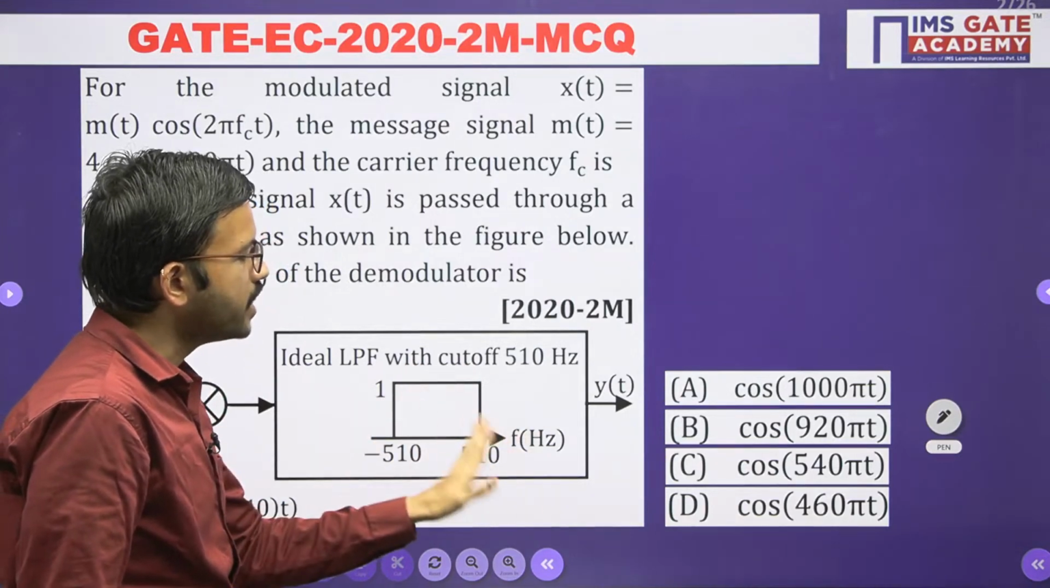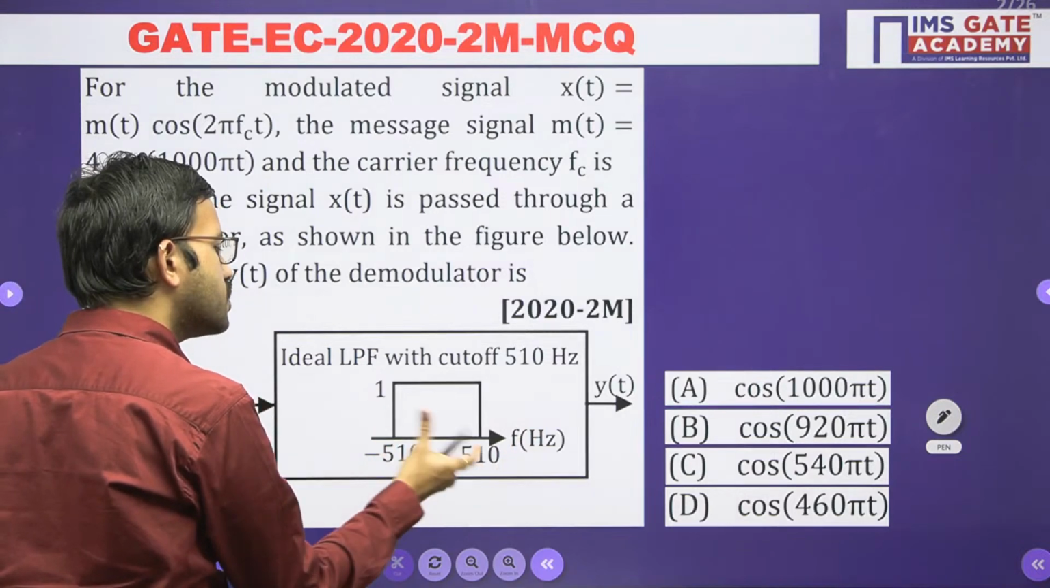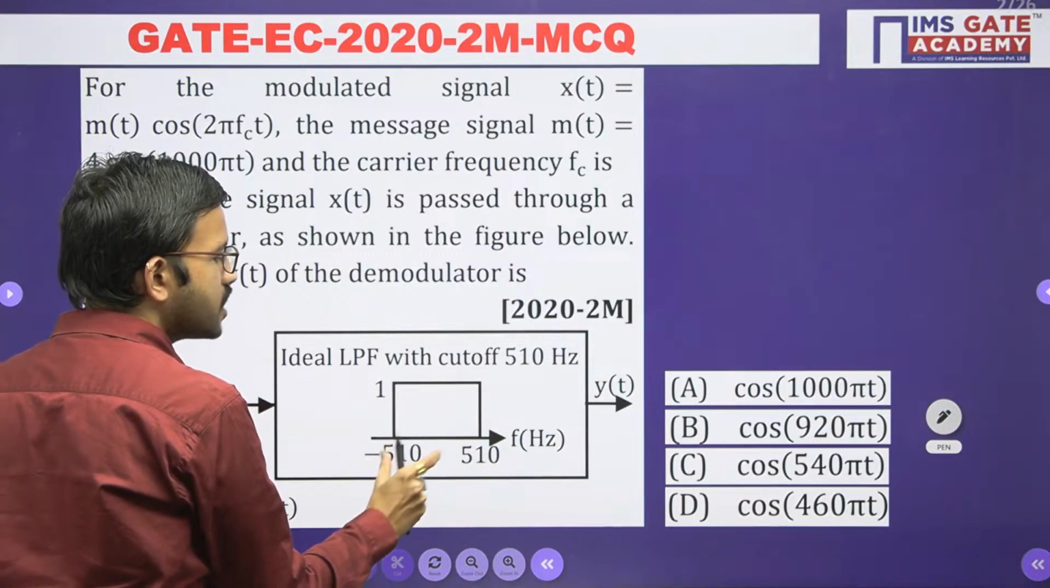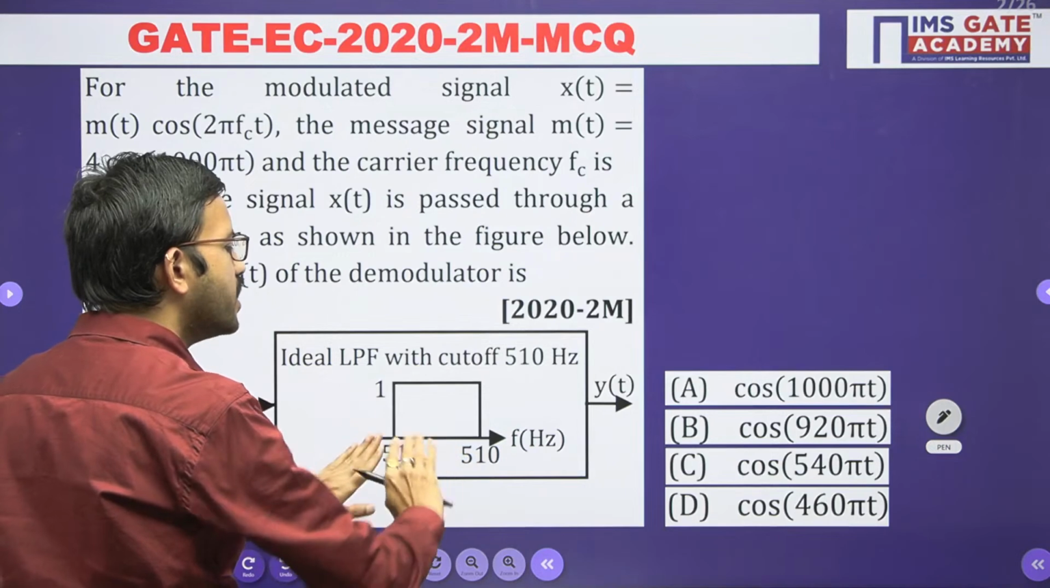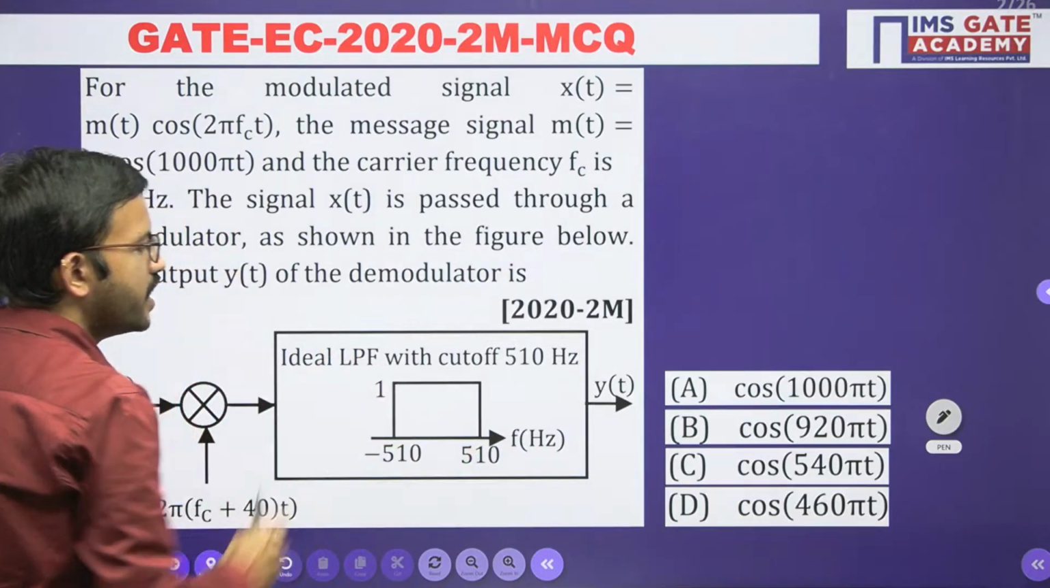Other than that band, it is not passing, right? Otherwise, if you want to consider the negative frequency zone and positive, you can consider from minus 510 to 510. Other than that, it is not allowing. During this range, it is having the pass band gain as 1.